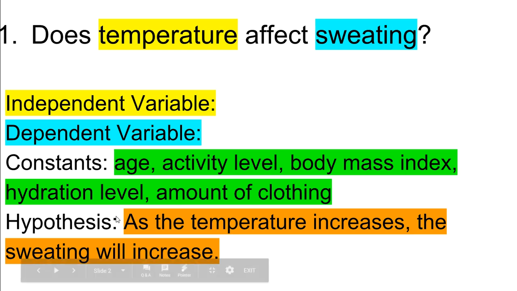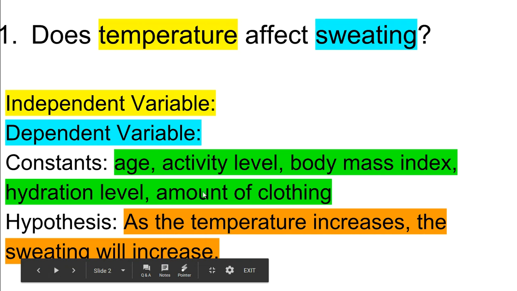Now, as we come up with our hypothesis, there's many different formats. The biggest thing I want to see is that you're giving me the trend. So as you increase the independent variable, or as you change the independent variable, tell me what's going to happen to the dependent. So here is my prediction. As the temperature increases, the sweating will increase. It's a prediction about the trend in the results, and that's all you need.